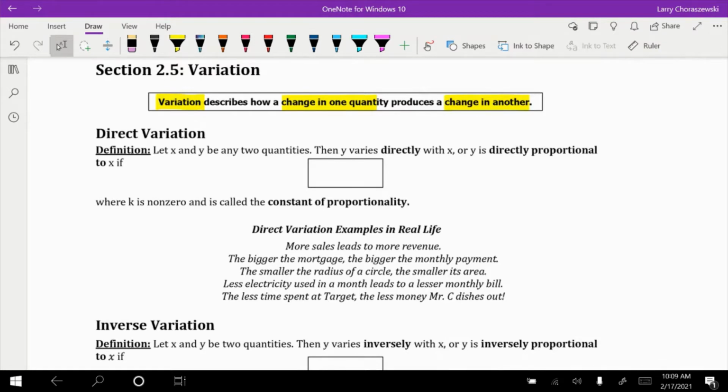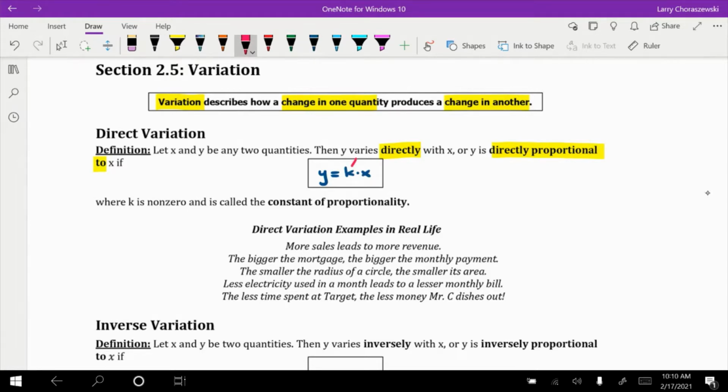And to model this mathematically, let's assume that the quantities are represented by the variables x and y. So in this definition, it says let x and y be any two quantities. We would say that y varies directly with x, or stated differently, directly proportional to x, if the situation can be modeled with the following formula: y equals k times x.